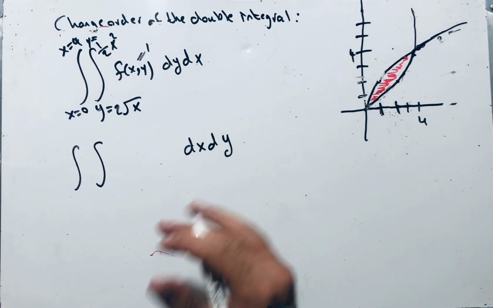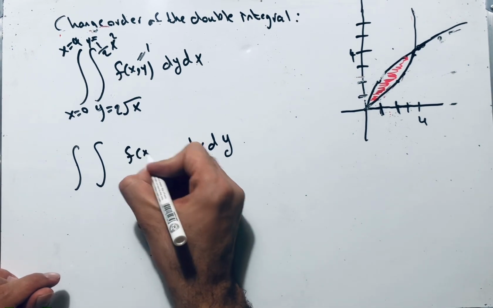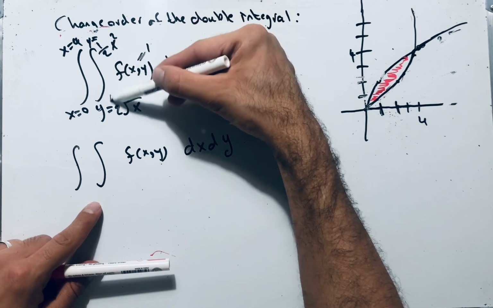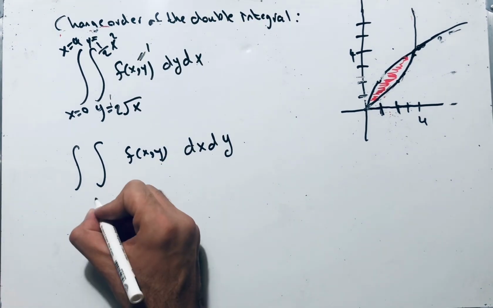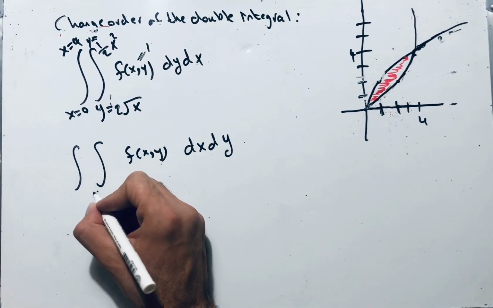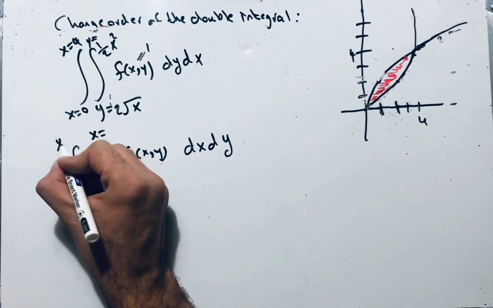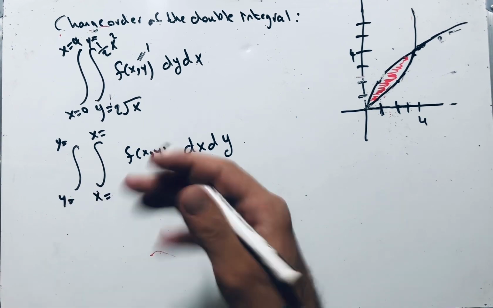And then this doesn't change. First we're going to have the limits in terms of x if we change that. So this becomes x equal to something, and the last one becomes y equal to something.